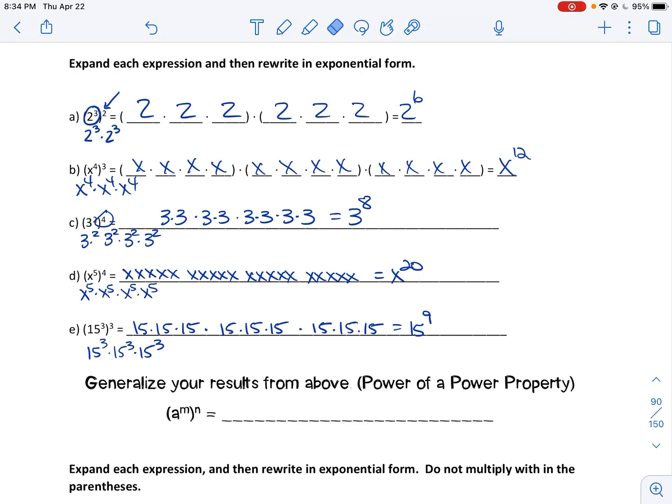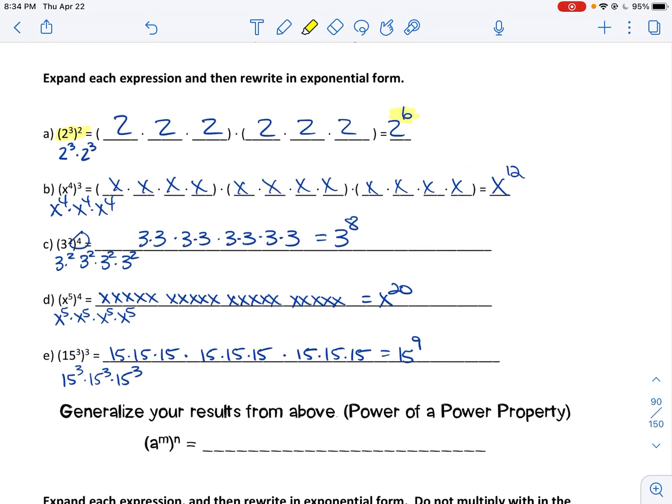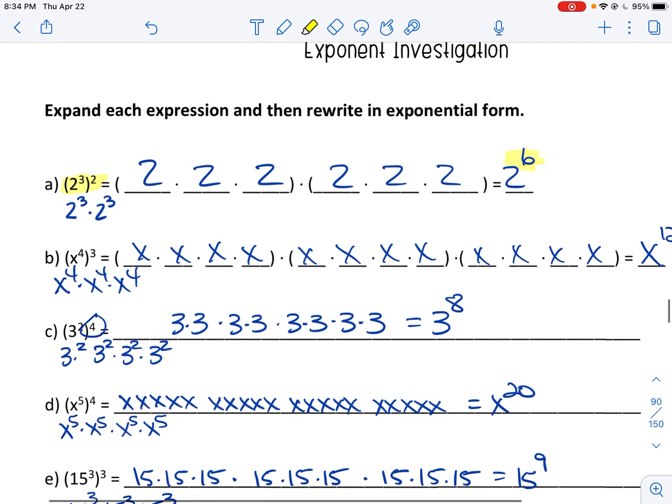Okay, so I'm actually going to take that away for a minute. We're going to compare these exponents to each other. The bases are exactly the same. The bases didn't change, but the exponents, what happened to the exponents?